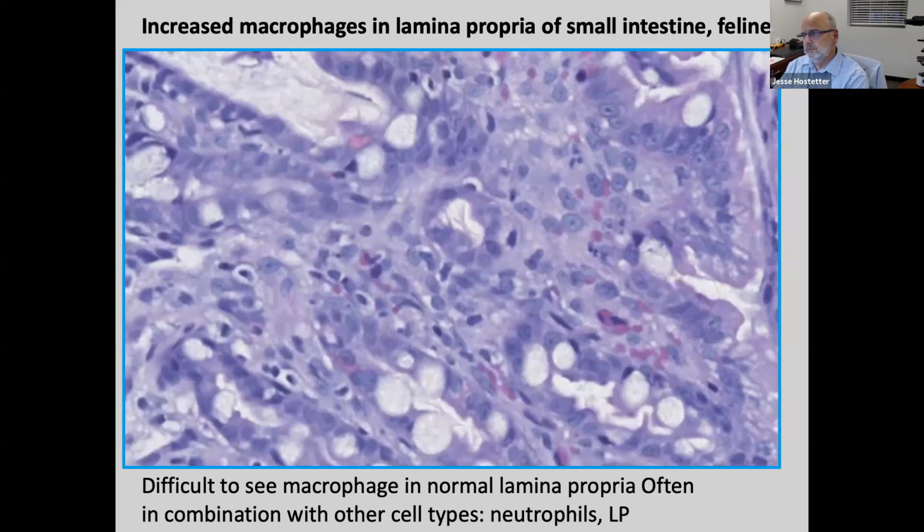But in cases, this was a cat small intestine. When you look through multiple fields, you can convince yourself that you're looking at a macrophage infiltrate. Oftentimes macrophages were there with other cells, not always, but sometimes they'll coincide with neutrophils as well, depending on the etiology.